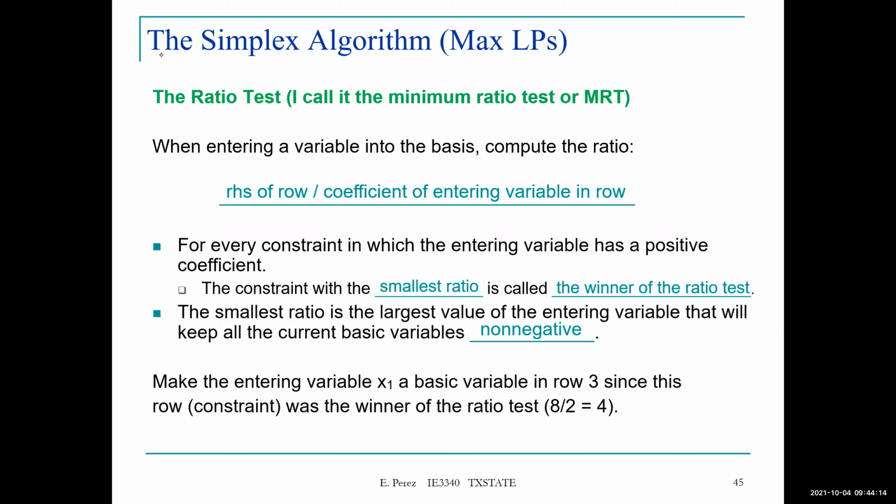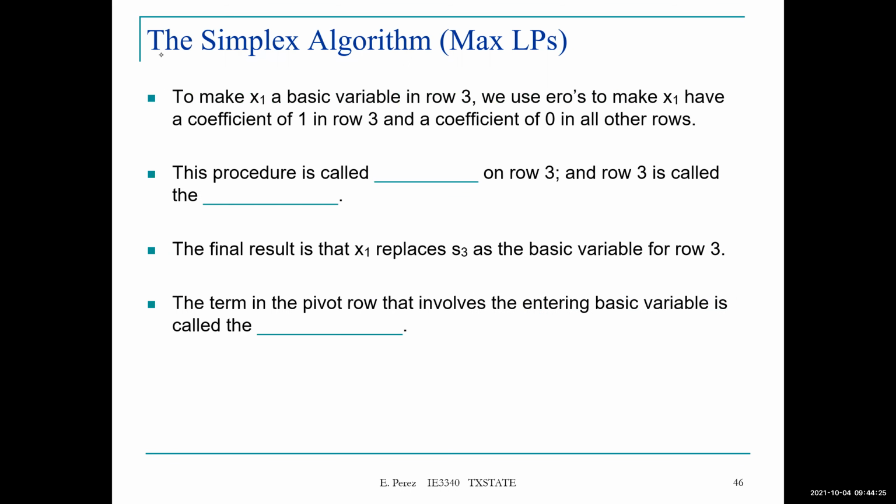So make the entering variable x1 a basic variable in row 3, since the row 3 constraint was the winner of the ratio test, 4 divided by 2, which is equal to 2. So now, after we identify who's entering and who's leaving, we have to do the elementary row operations. This procedure is called pivoting on row 3, and row 3 is called the pivot row. So the final result is that x1 replaces s3 as the basic variable for row 3. And the term in the pivot row that involves the entering basic variable is called the pivot term.